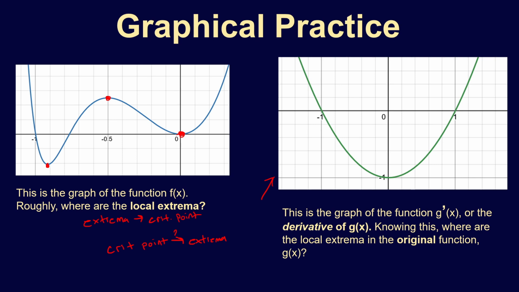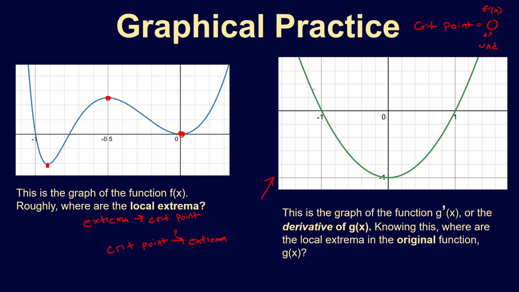So let's think. We know local extrema come from critical points, and we know critical points are where the derivative is 0. Remember that. Or critical or 0 or undefined, right? But for this one, let's just do 0, right? Critical points are where f prime of x is 0 or undefined.